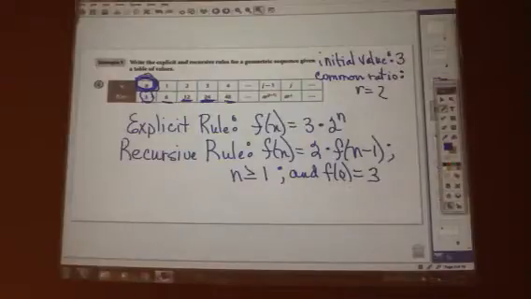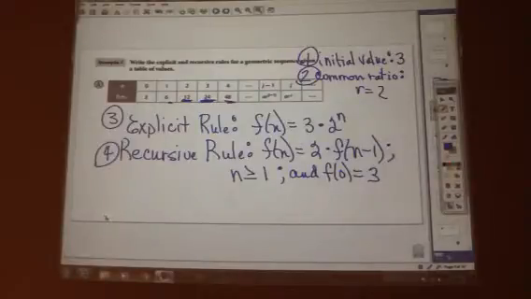Where did I get f of 0 equals 3? Where did that come from? Right there at the beginning. F of 0 equals 3. That was from this start. Okay, so you're going to have 4 answers: initial value, common ratio, explicit rule, and recursive rule on 4 through 7. Any questions on that?